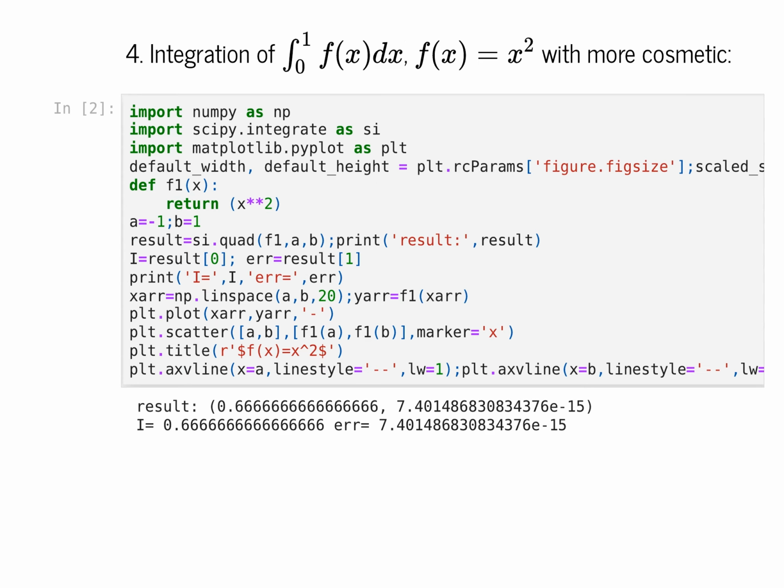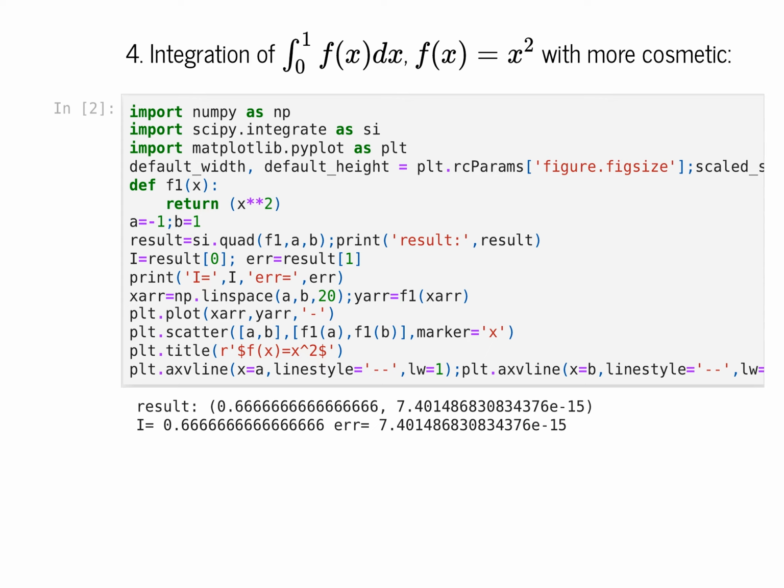Now let us expand on our previous example by adding some visual elements to better understand what we are calculating. We will integrate the same function f of x equals x squared, but this time we will change the integration limits to be from x equals -1 to x equals 1. The code begins by importing the necessary libraries: NumPy for numerical operations, scipy.integrate for the integration itself, and matplotlib.pyplot for plotting. We also slightly reduce the default figure size for a more compact display.